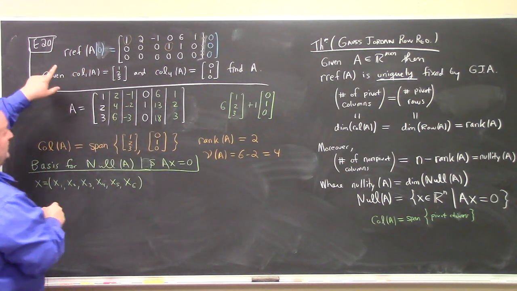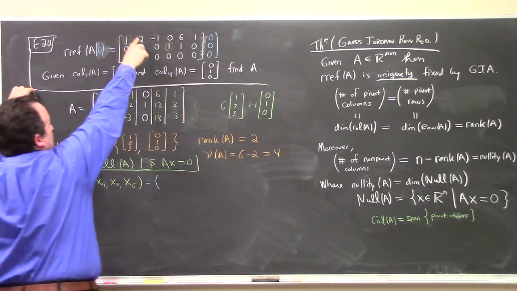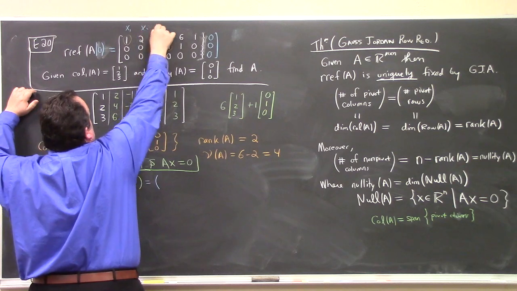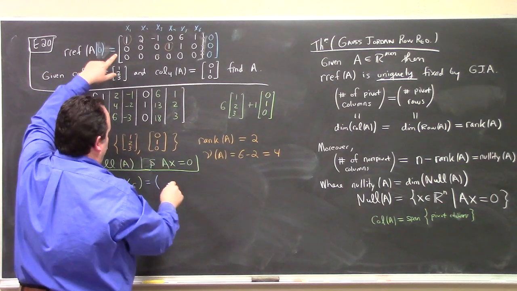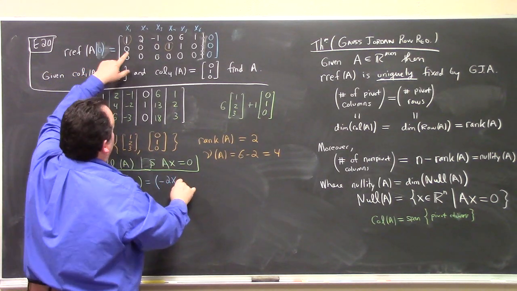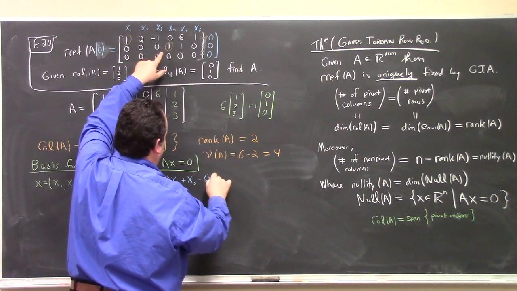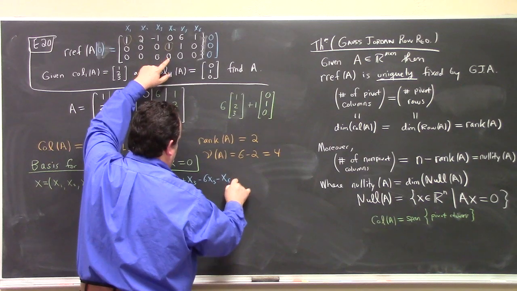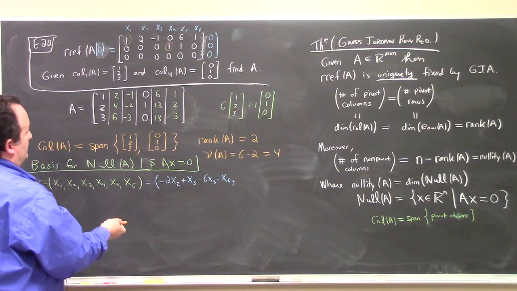So that tells me that x1, for example, is what? x1 plus 2x2 minus x3 plus 6x5 is equal to 0. So just as a guide, we have x1 is minus 2x2. Notice the signs. Minus 2x2 plus x3 minus 6x5 minus x6. That's what x1 is equal to. What's x2 equal to?